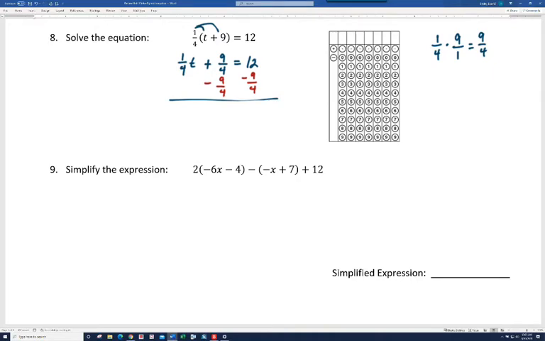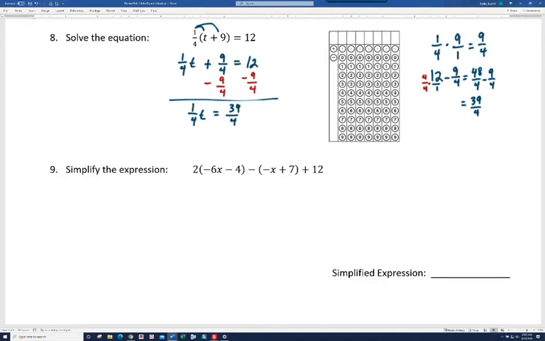So we get to do a little more fraction work here. We've got 12 minus 9/4. I'm going to write that as 12 over 1. And we know when we add or subtract fractions, we need a common denominator. So what we do is we multiply that bottom 1 by a 4, because I need a 4, which means I've got to do the same thing to the numerator. And so when we do that, we get 48/4 minus 9/4, and you're going to get 39/4. And so we're going to get 1/4 t on the left is equal to 39/4.